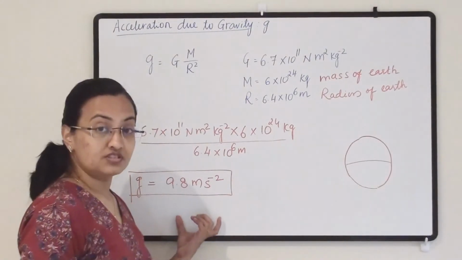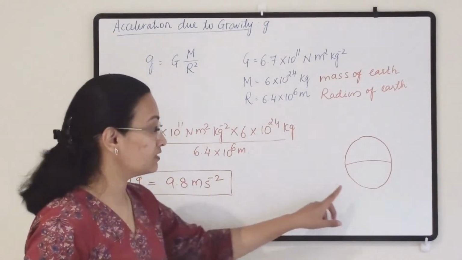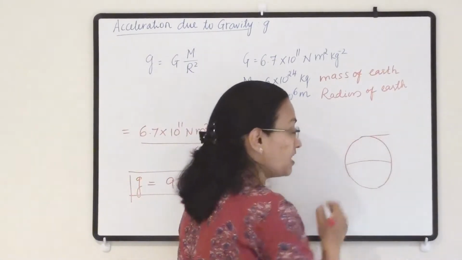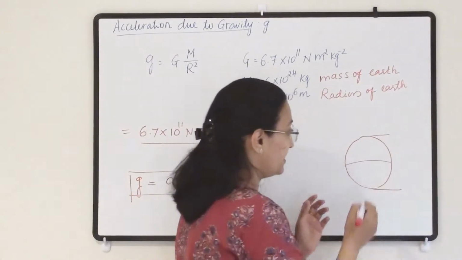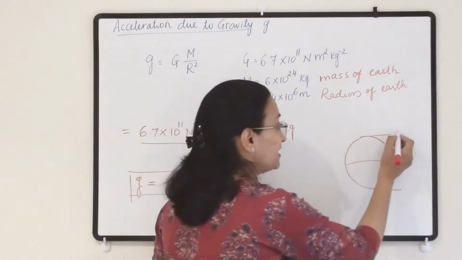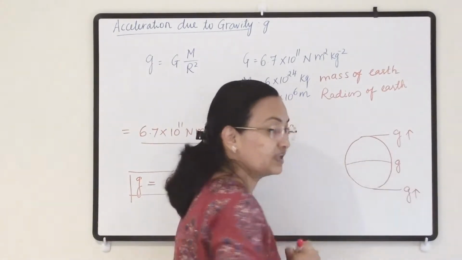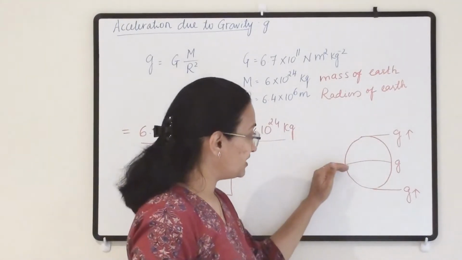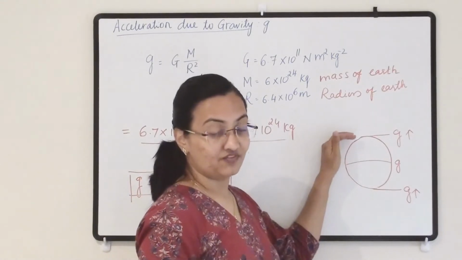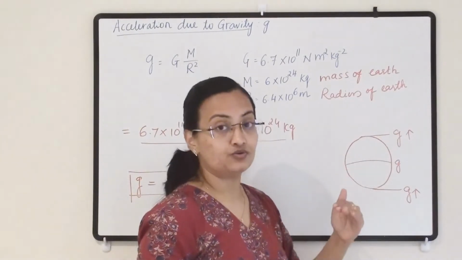Now the value of this g is different at different places on the earth. Why? Because our earth is not a perfect sphere. At the North Pole and South Pole the mass is concentrated, so at these places the g value is higher compared to the equator. As we go from the equator to the poles, the g value continuously increases, whereas from the poles, when we come towards the equator, the g value decreases.